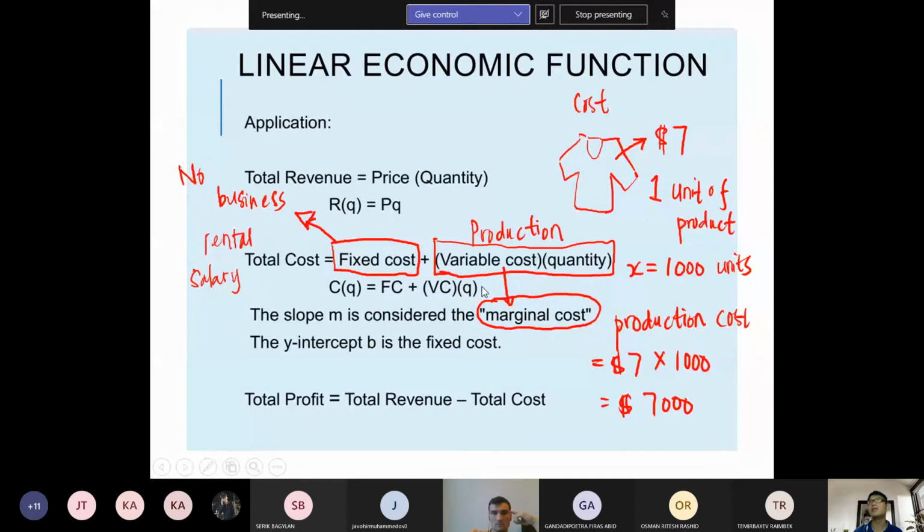Now, back to this example of selling t-shirts. Let's say the fixed cost is $10,000 per month. Therefore, the total cost will be $7 multiplied by the quantity of the product, plus 10,000. Very good. I believe you get the concept.